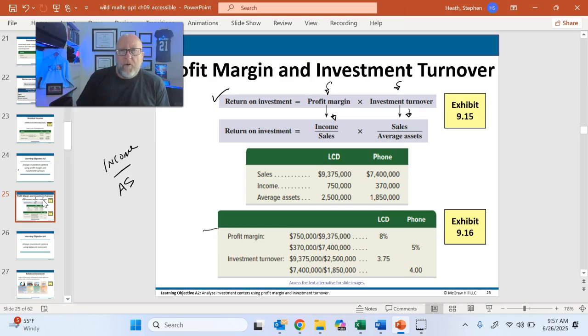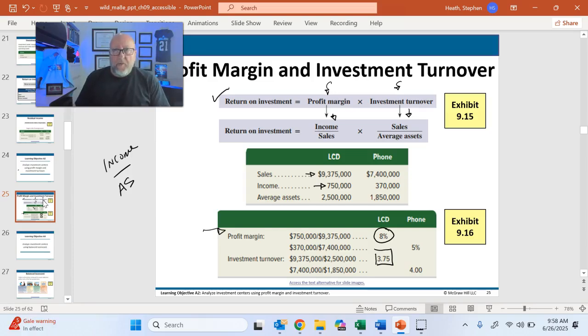The first formula is profit margin. We're taking the 750,000 divided by total sales, and for LCD, it's 8%. Our profit margin is 8%. Then we can say our investment turnover, which is sales divided by average assets. Our sales for LCD are 9,375,000 and our average assets is 2.5 million. So we're turning our assets over 3.75 times.